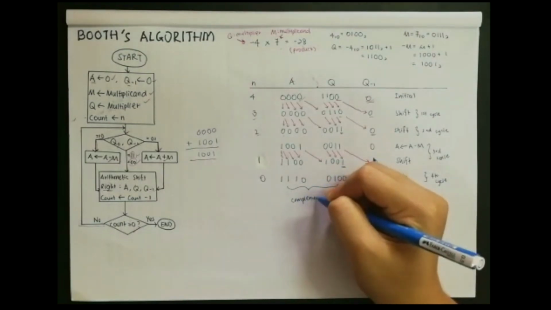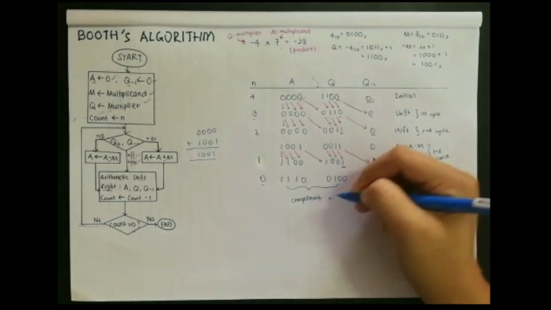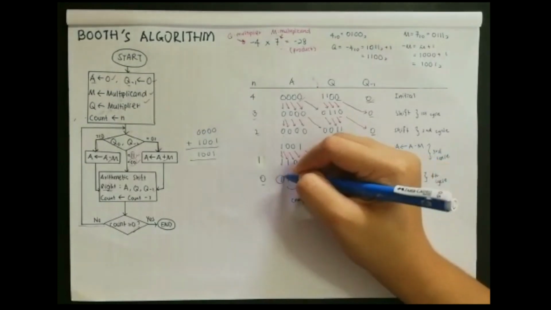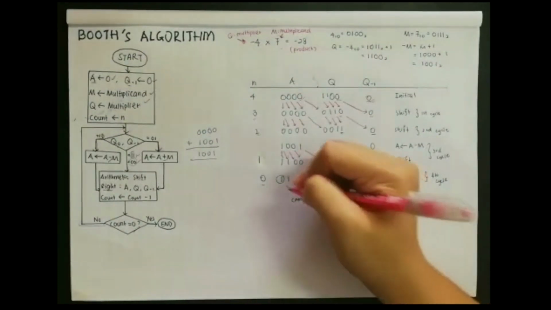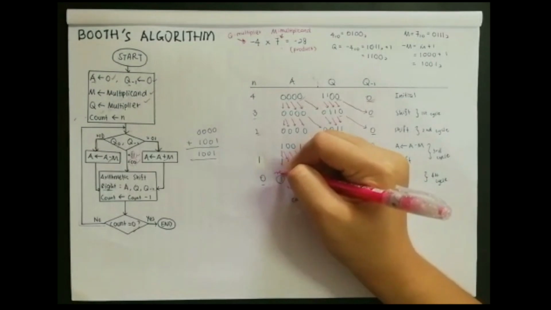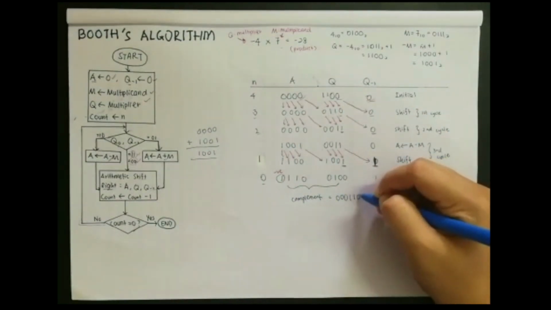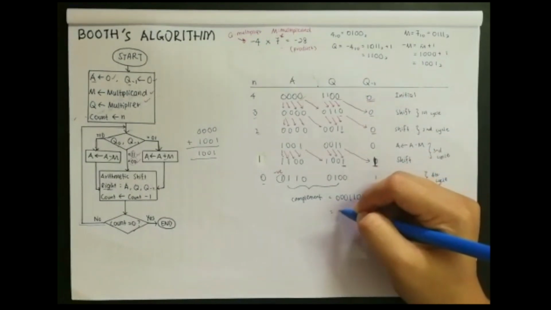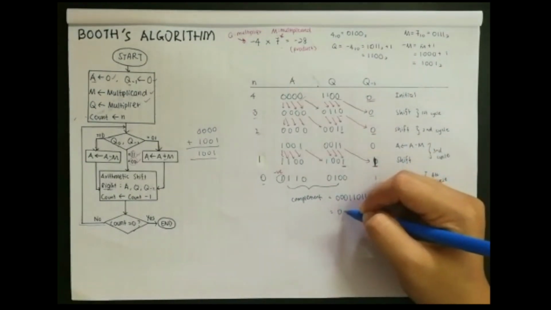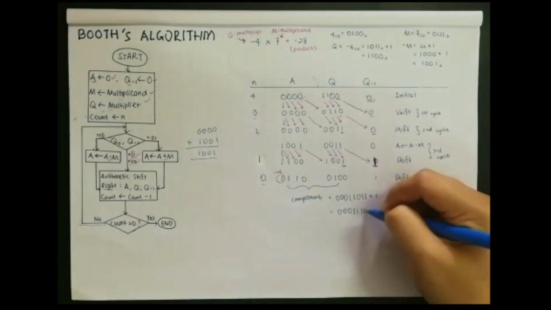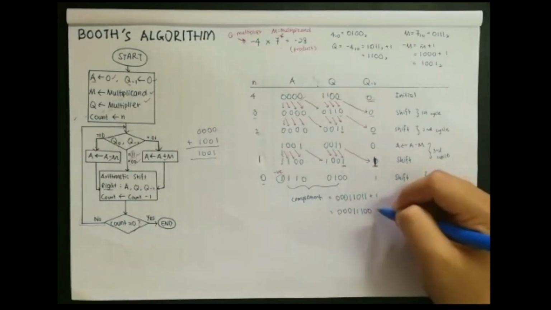Since the first digit is 1, we know the answer is a negative value. Then we take the complement plus 1. Then we will get the value 11100, which is equal to 28.